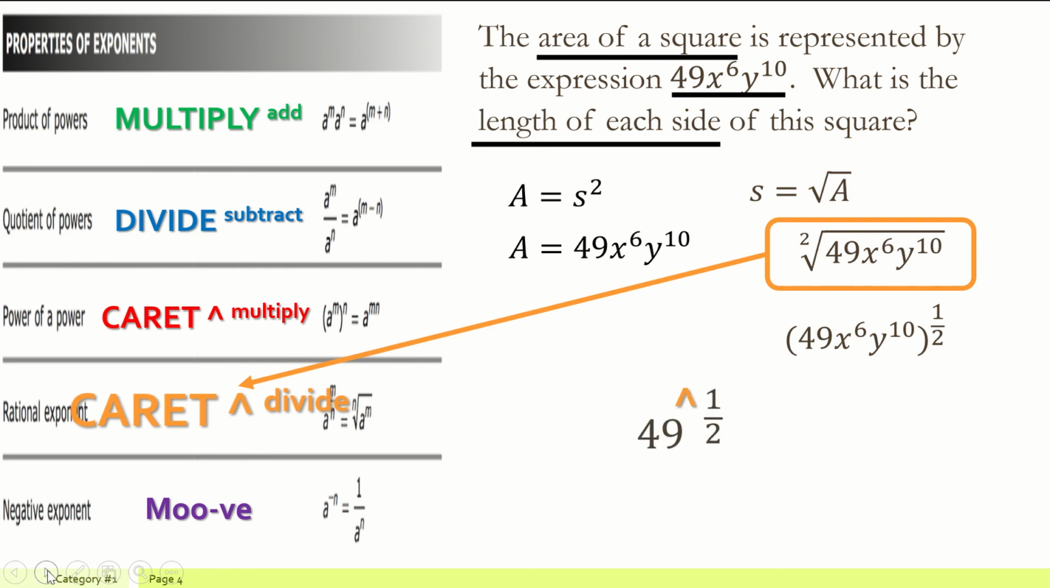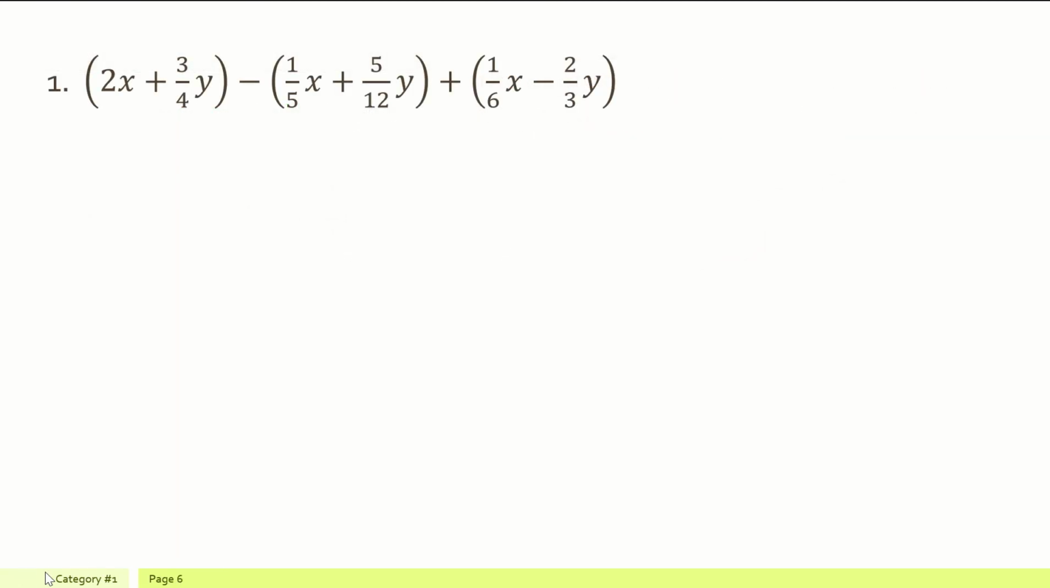First off, we do 49 caret top 1/2, we get 7. Then we go x raised to the 6 divided by 2. And then our last base is y, and it's also being raised to 10 divided by 2. So its power divided by the index would give us y to the 5th. So our simplified expression is 7x to the 3rd, y to the 5th.